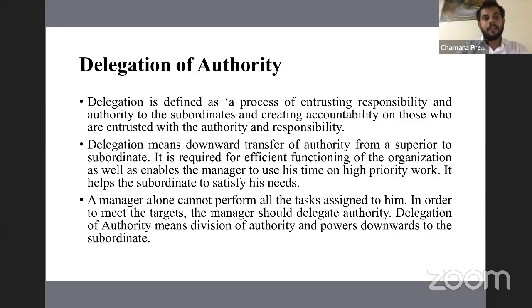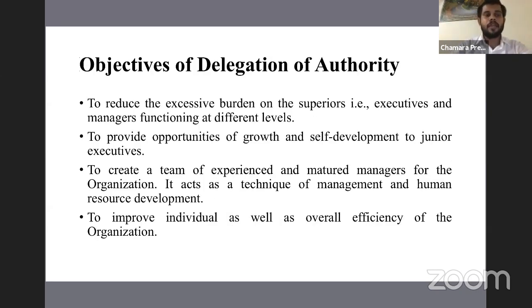It is required for efficient functioning of the organization, and it enables the manager to use his time on high priority work. It helps the subordinates to satisfy their needs. A manager alone cannot perform all the tasks assigned to him. In order to meet the targets, the manager should delegate authority. So delegation of authority means division of authority and powers downwards to the subordinates. Then we'll take a look at why we need to delegate authority, the objective of doing that.